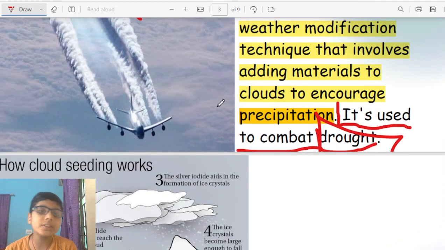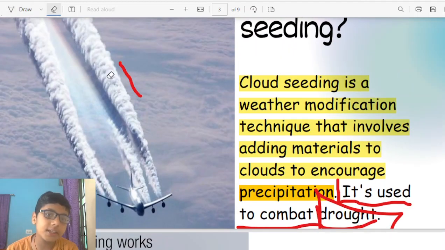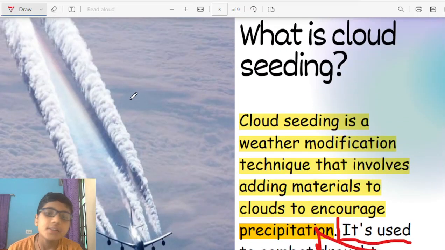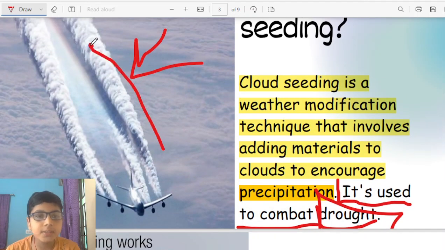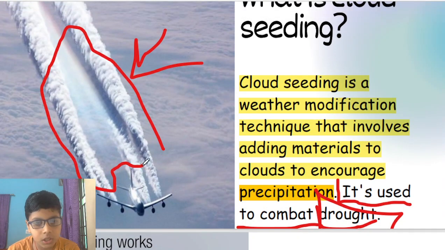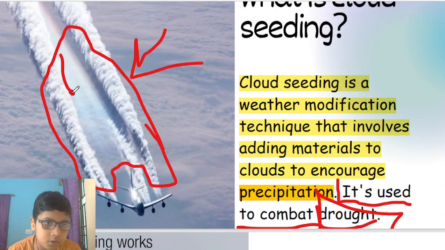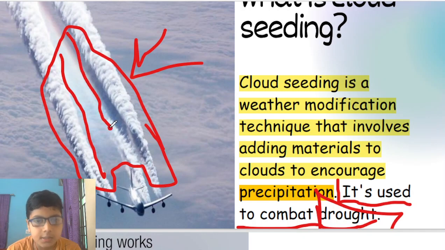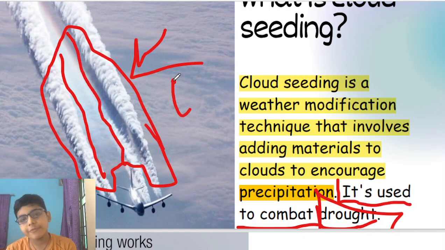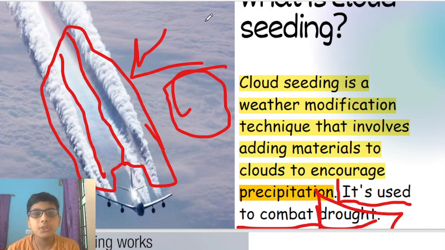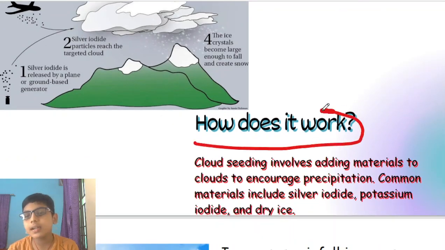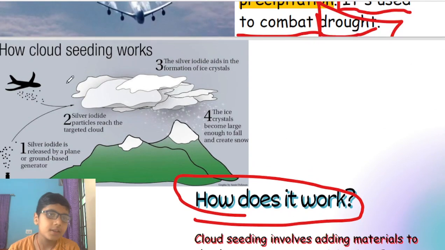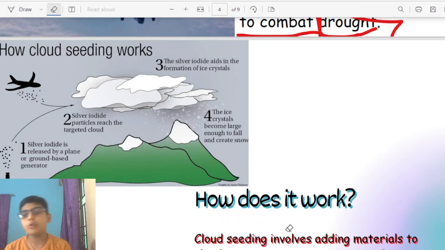During a drought, in this process of cloud seeding, as you can see on your screen, one aeroplane is throwing some materials. These foams, as you can see, are the materials that are dropped on these clouds to make the precipitation faster. Now how does cloud seeding work? Here comes the science behind cloud seeding.